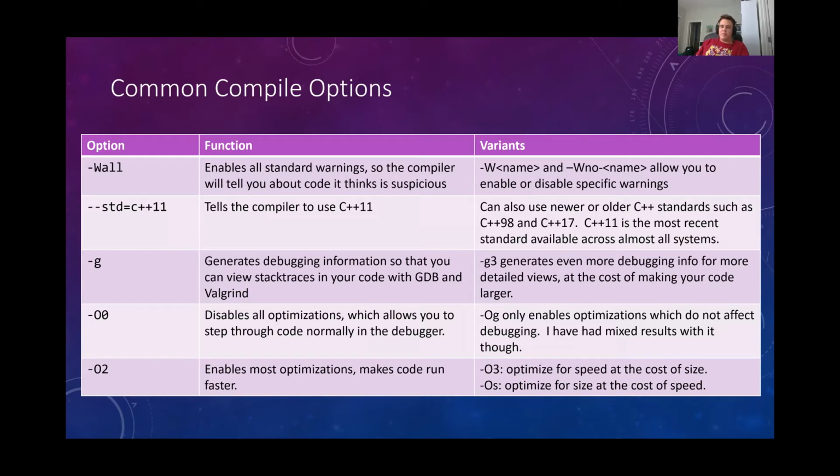And then also, sometimes with -O3, it's optimizations that will make your code larger, whereas with -Os, it's optimization that will make your code smaller at the price of making it run slower.